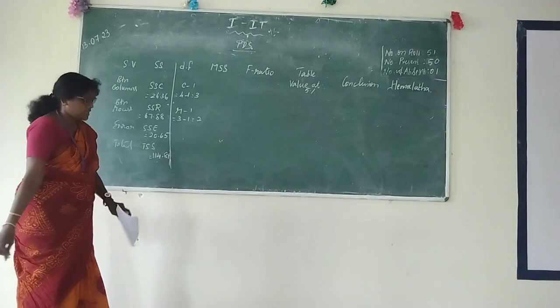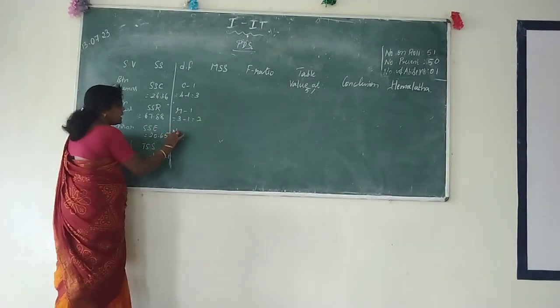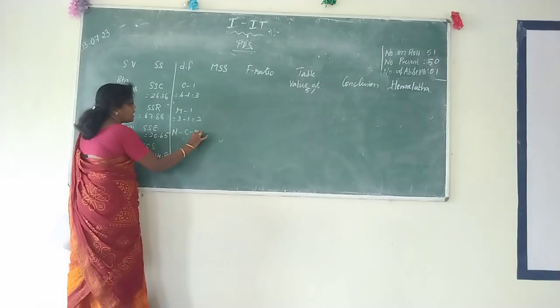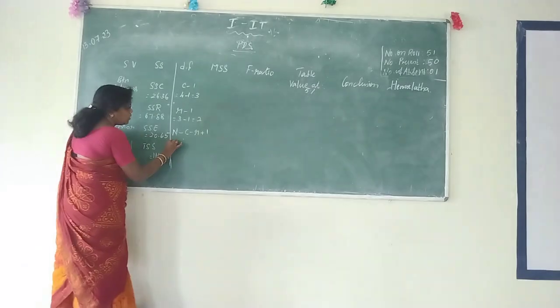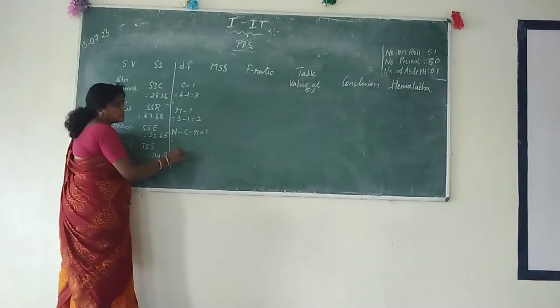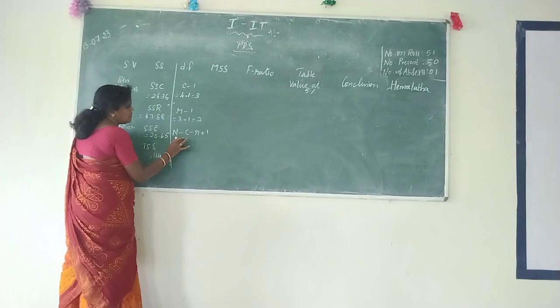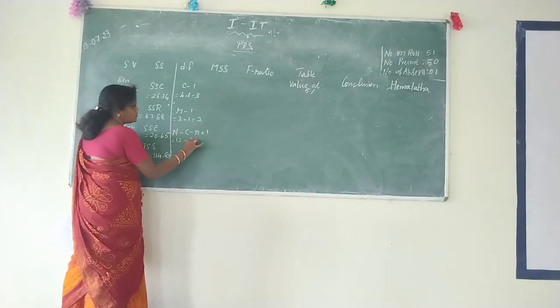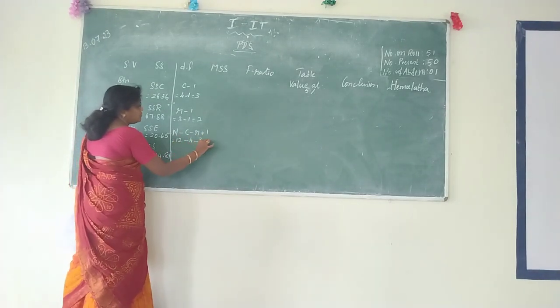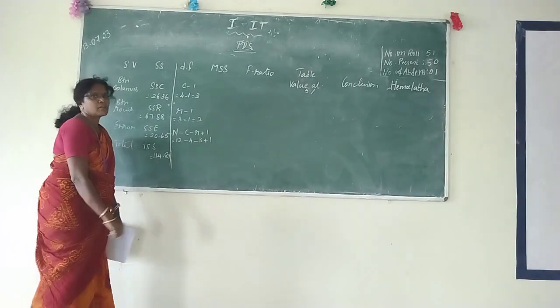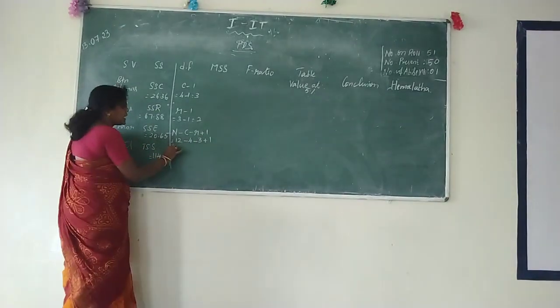For error, what is the degrees of freedom? N minus C minus R plus 1. What is the N value? 12. What is C value? 4. R value? 3. Plus 1. 6.